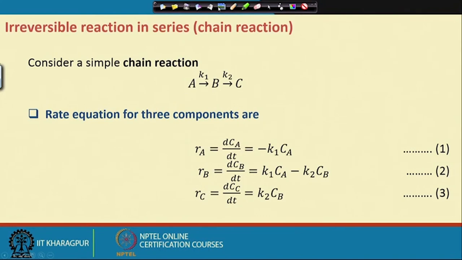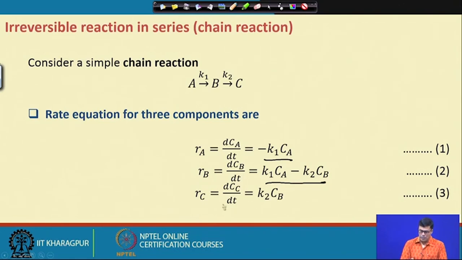Now in this particular slide, you can see A to B, B to C. That is the rate of degradation of A. This minus I can take here. This is k1 into CA. Then the rate of formation of B I can write like this, and the rate of formation of C I can write like this.